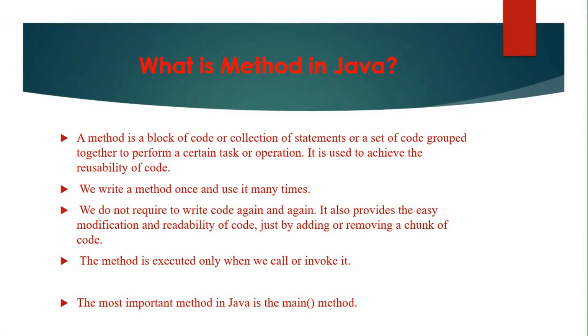A method is a block of code or collection of statements, and it makes our program reusable, and reusability is one of the most important features of object-oriented programming, and the main method is the driver of the program.